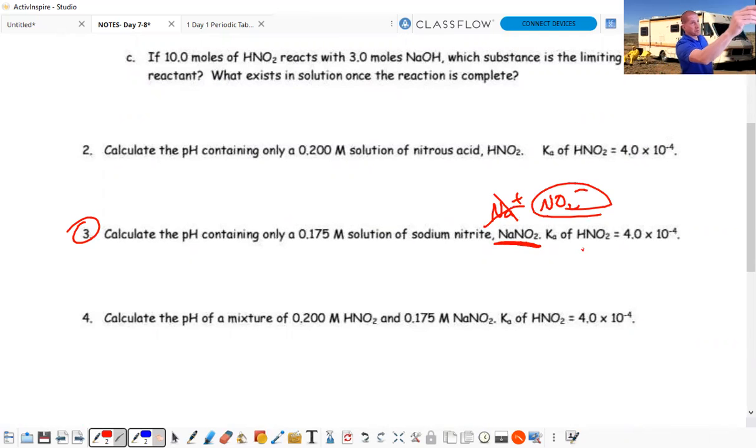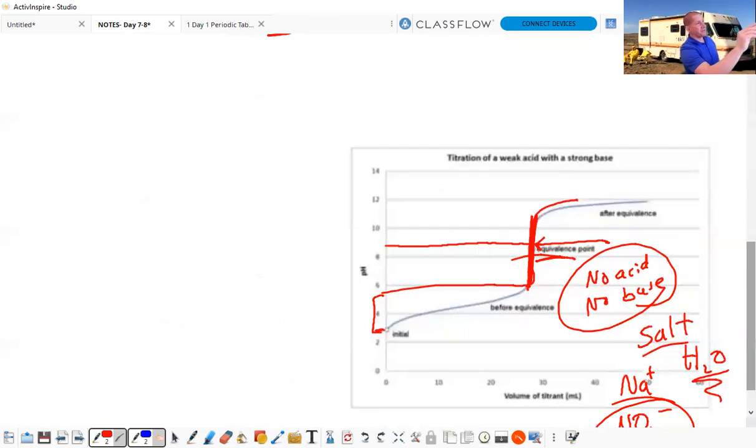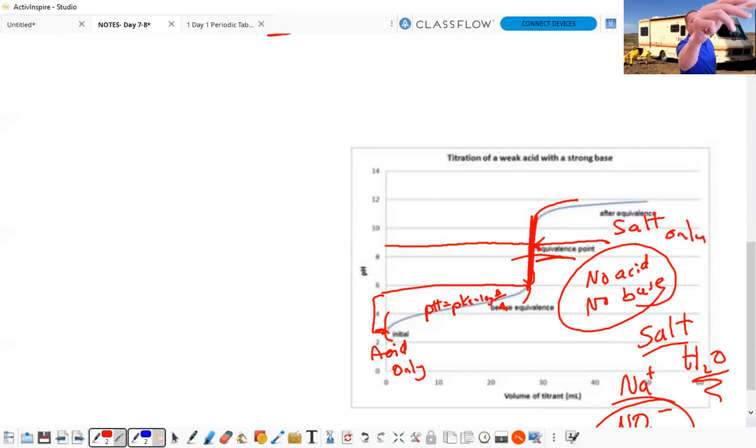This is at the equivalence point. This is a calculation anywhere before the equivalence point once you start to add base. So the buffer zone. So anywhere along here, we can use pH equals pKa plus the log of the base over the acid. In the very beginning, we have acid only. And then at the equivalence point, we have the salt only. And then we'll deal with after.